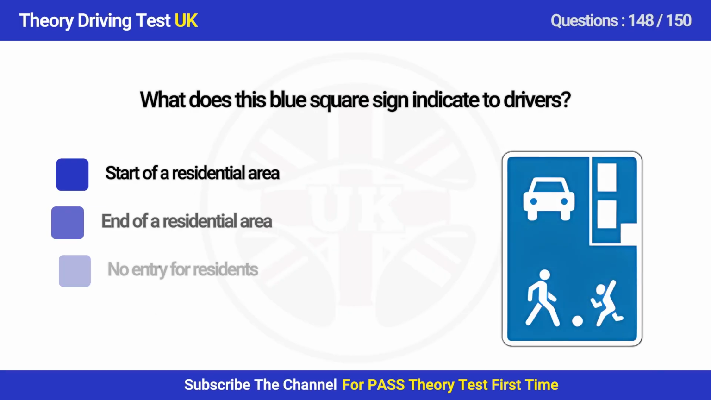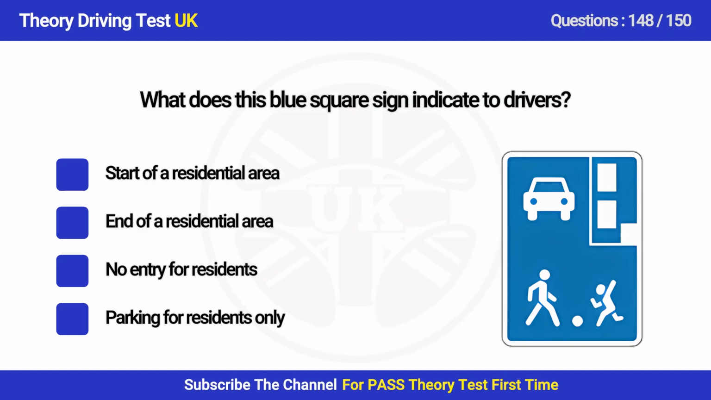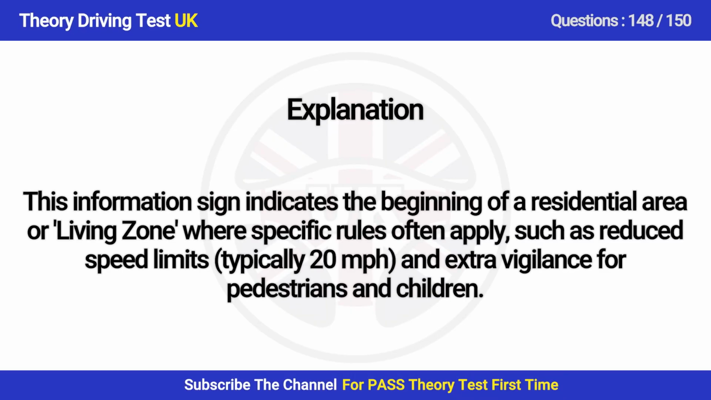Question 148. What does this blue square sign indicate to drivers? A. Start of a residential area. B. End of a residential area. C. No entry for residents. D. Parking for residents only. Answer is A. Start of a residential area. This information sign indicates the beginning of a residential area or living zone where specific rules often apply, such as speed limits, typically 20, and extra vigilance for pedestrians and children.